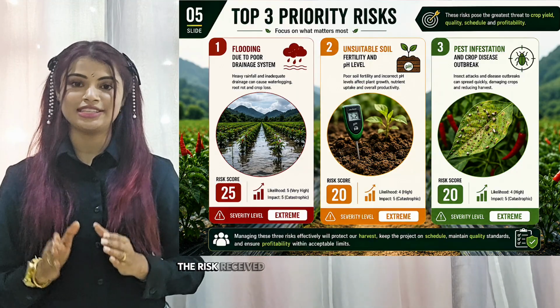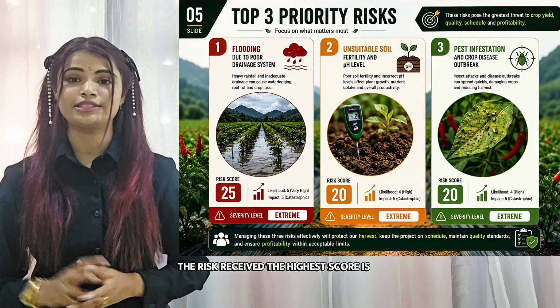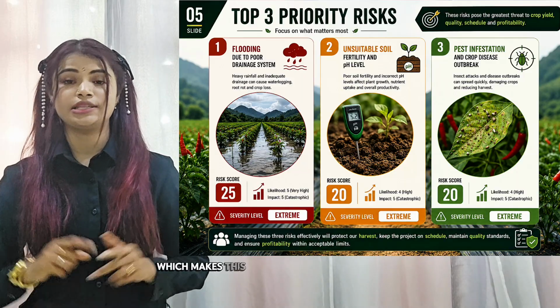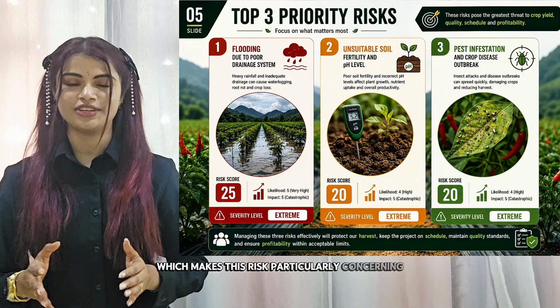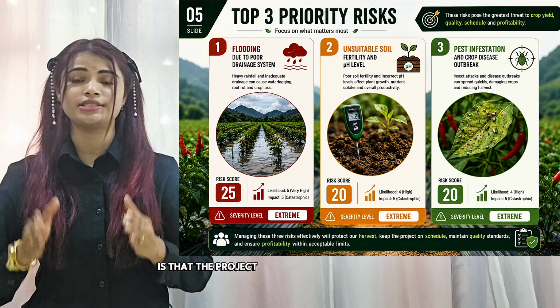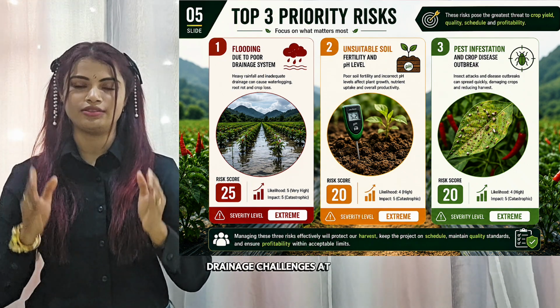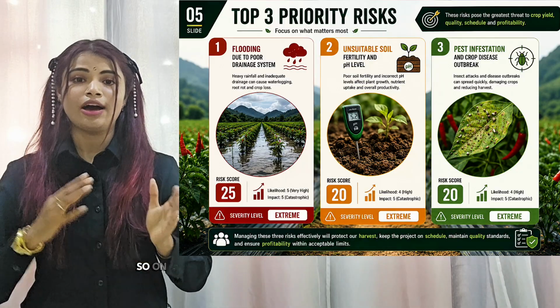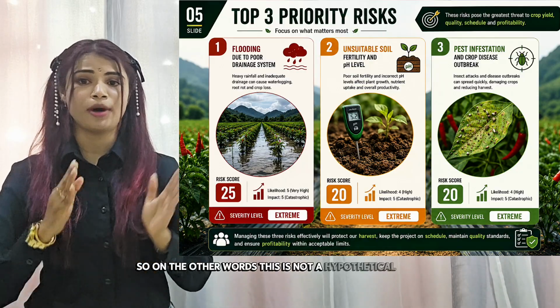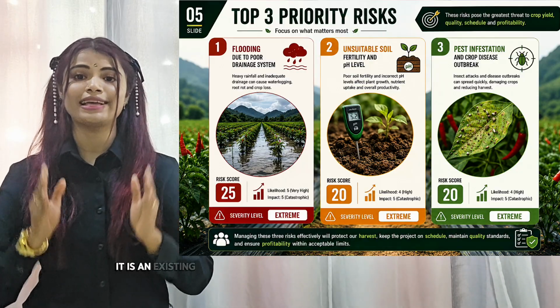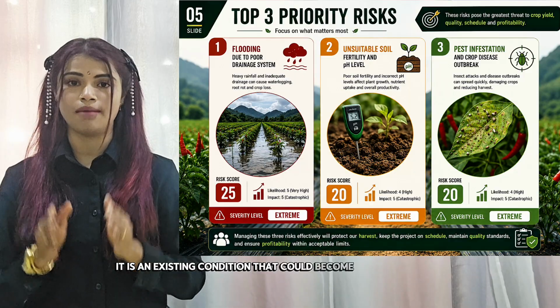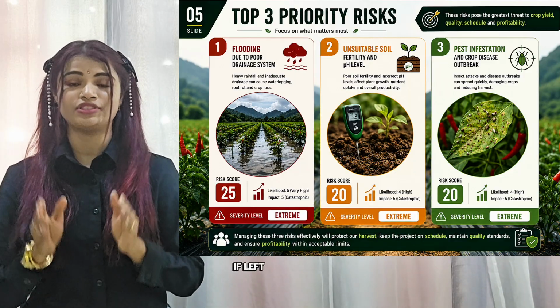The risk received the highest score of 25. What makes this risk particularly concerning is that the project scenario already indicates drainage challenges at risk. In other words, this is not a hypothetical issue. It is an existing condition that could become a major problem if left unmanaged.